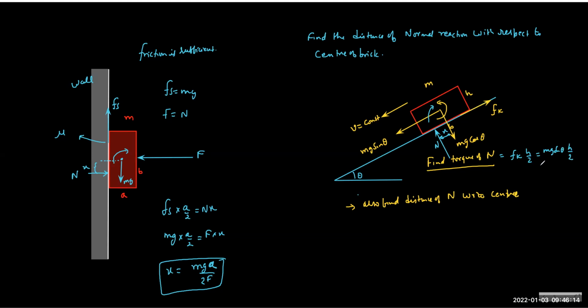In the given SVM problem, they have written h as a small a. And now finding the x is also easy, no? Because we can say N into x equals Fk into h by 2, which is mg sin theta into h by 2. And the normal is equal to mg cos theta for equilibrium. So mg will cancel, and x turns out to be h by 2 tan theta.